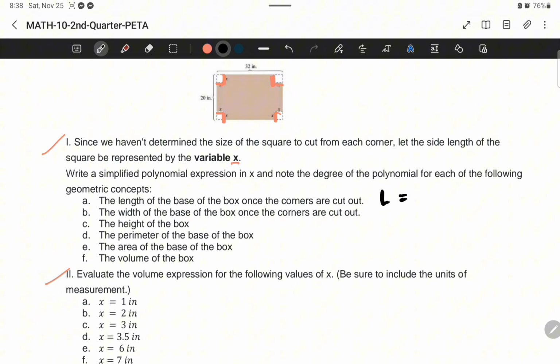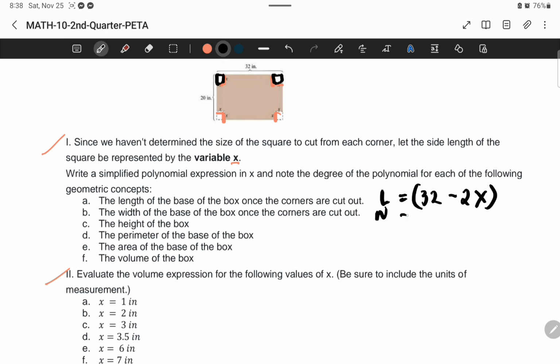Okay, so your length is equal to, the size of the cardboard is 32. Di ba? But you have subtracted ng dalawang box. Tama? Sa corner na to. Therefore, 32 minus 2x is your length. Okay? So, that is our length.